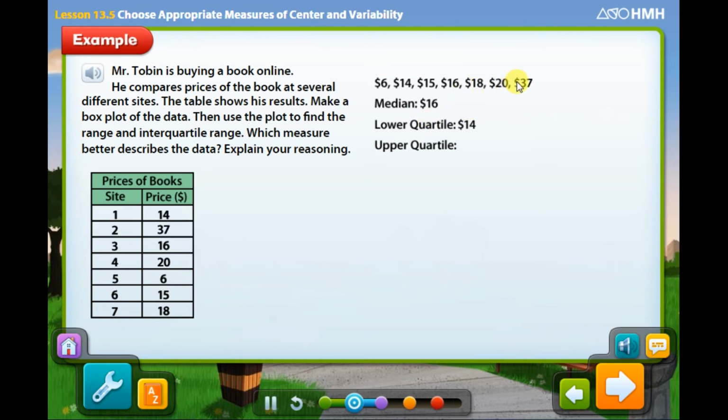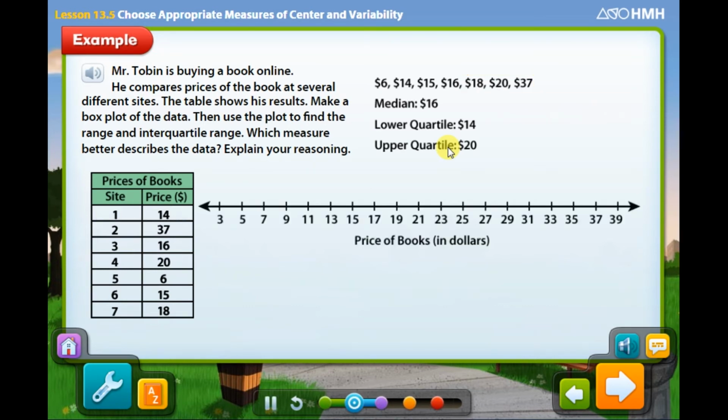The upper quartile. What is the upper quartile? It is the middle of this group. We have three numbers here. What is the middle of the three numbers? The middle of the three numbers is just 20. The upper quartile is $20 because it is the median of the upper half of the data set.